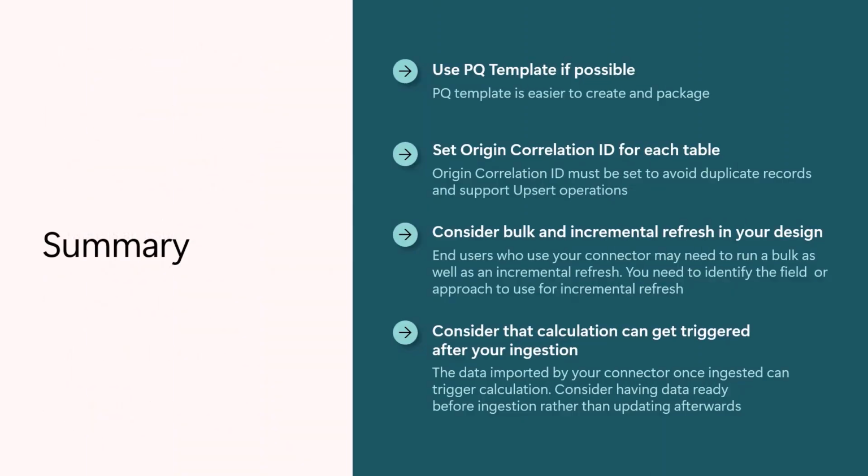In summary, whenever possible, consider using the Power Query or PQ template for your custom connectors. PQ templates are easier to create and package as a flow. By setting the origin correlation IDs, you can avoid duplicate records and support upsert operations. Designing for bulk and incremental refreshes ensures that your data is always up to date and ready for analysis.